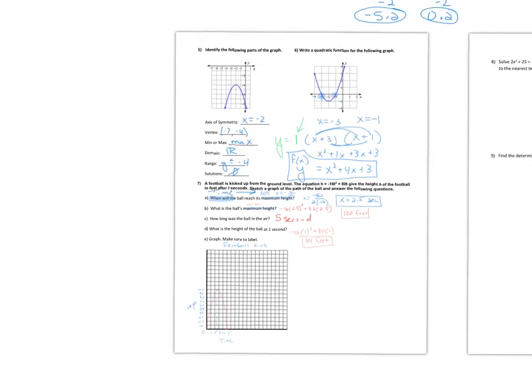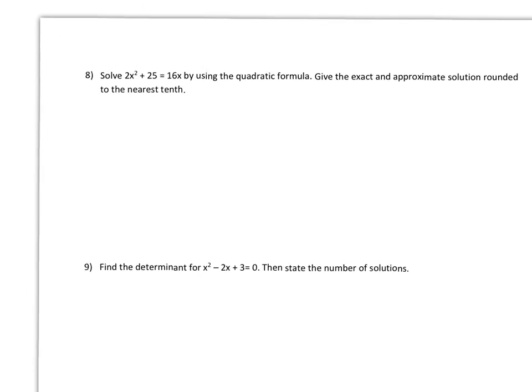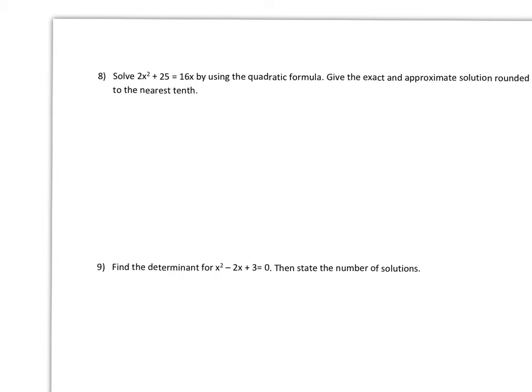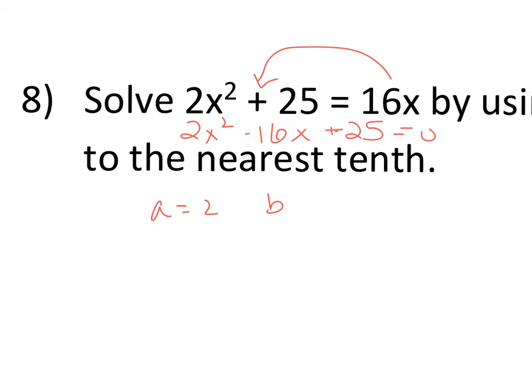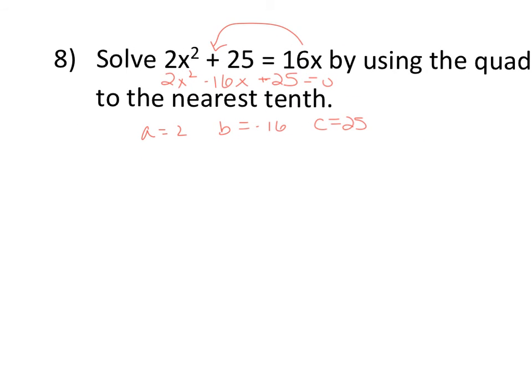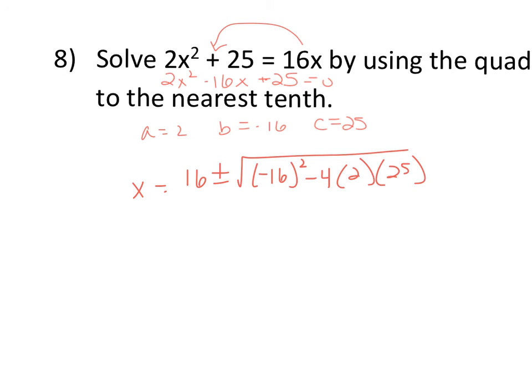All right, next problem. Solve using the quadratic formula, giving the exact and approximate solutions rounded to the nearest tenth. I'm going to move the 16x over and get 2x squared minus 16x plus 25 equals 0. So a is 2, b is negative 16, and c is 25. Plug it into the formula: the opposite of b is 16, plus or minus the square root of negative 16 squared minus 4 times a times c, all over 2 times a, or 2 times 2.